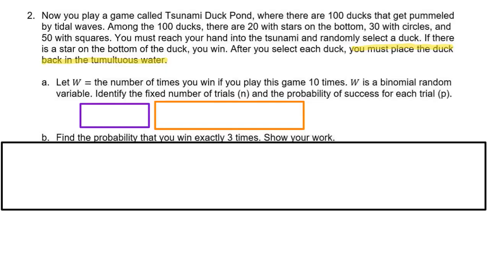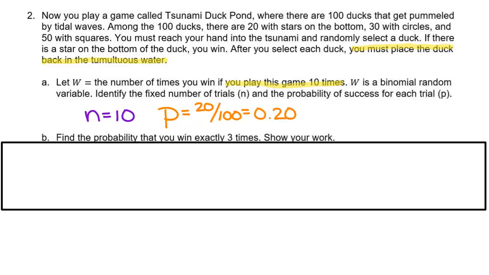What is the number of trials? 10. It says you play this game 10 times. What's the probability of success? 20%. 20 out of 100. 20 of the ducks have stars on the bottom. The remainder do not, and there's 100 ducks total. So let's find the probability that you win exactly 3 times. Probability that you win exactly 3 times.